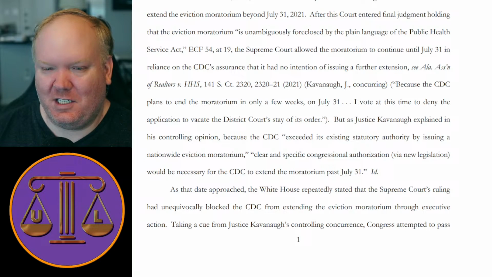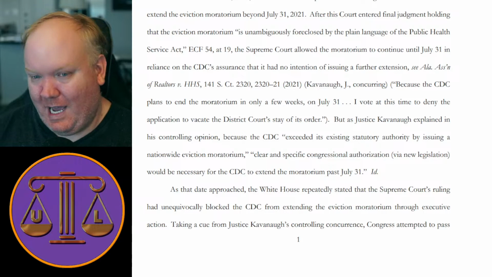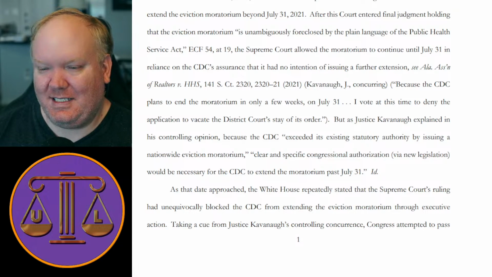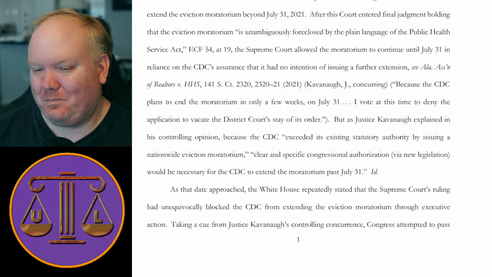And Justice Kavanaugh explained his controlling opinion, because the CDC exceeded its statutory authority in issuing a nationwide eviction moratorium, clear and specific congressional authorization via new legislation would be necessary. I mean, that seems like the controlling vote to me. I've got 4 people who say, I want to do it right now, but no opinion. They don't write anything. They just say, we'll do it. And 4 people will say, we won't do it. And one person says, I don't want to do it right now, but it's going to come to its end, and Congress. Seems like the controlling vote to me. Okie doke.